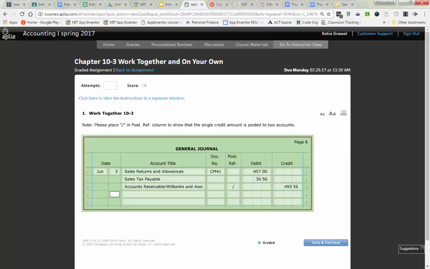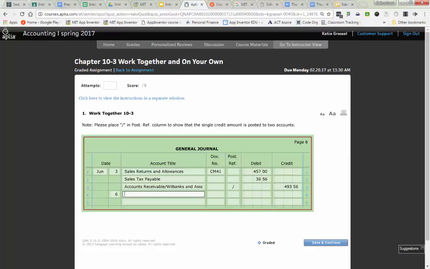Now on June 6th, we have another transaction that reads, granted credit to Westfall High School for damaged merchandise, $67, no sales tax, from S345 Credit Memorandum 42. So basically this transaction will be done exactly the same, but because when they originally bought it, they didn't have to pay sales tax, I don't have to debit sales tax then. So I'm going to put the date of the 6th.